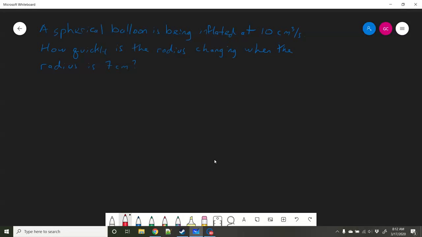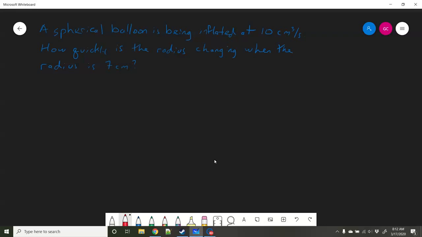This one is presented as a word problem. You have a spherical balloon that is being inflated at 10 cubic centimeters per second, and you want to know how quickly the radius is changing when the radius is 7 centimeters.